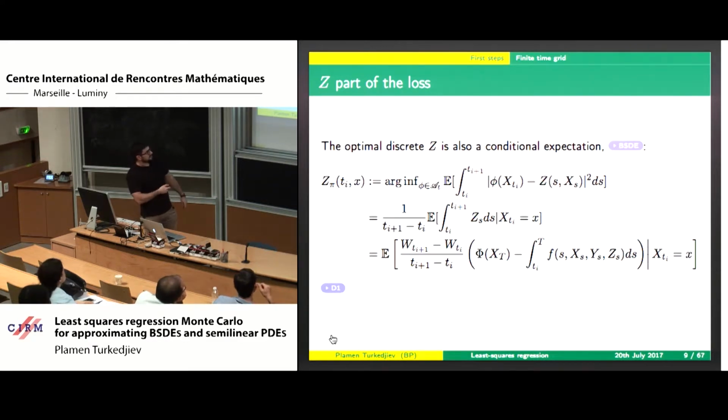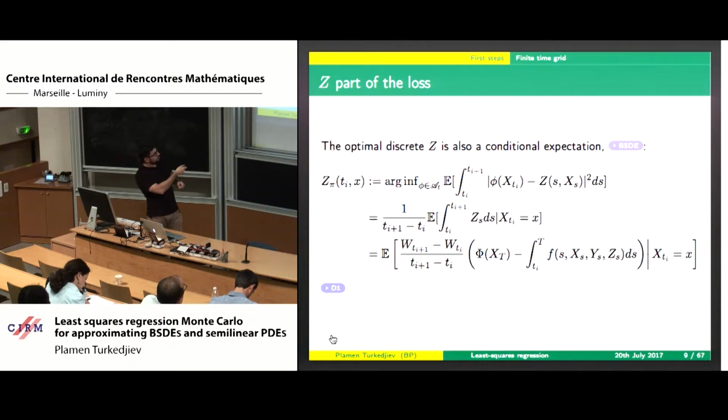So the optimal z also has an expression in terms of a conditional expectation. If you remember, in the loss function, we were trying to find phi, which minimizes the expectation of this integral. And now we're looking for a function phi that is fixed at time ti, the first point in the time grid. Okay?